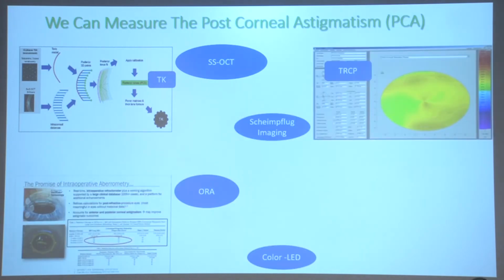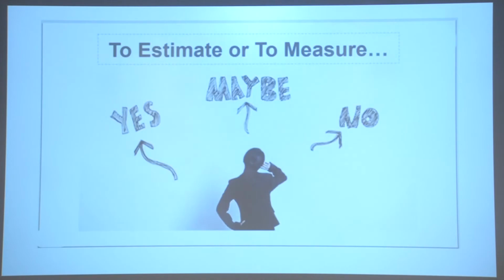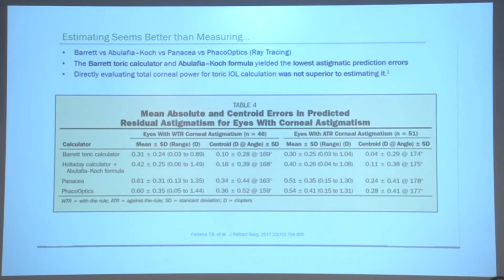Because of these many machines, we can measure the PCA. Now there has been confusion because we have so many nomograms: the Baylor nomogram, the Abulafia-Koch nomogram, the Goggin coefficient. We have so many calculators which are incorporating the total corneal power, or they are assuming and considering the nomograms. So whether we have to estimate the PCA power or measure the PCA power was a very important thing to consider. And this landmark study in 2017 came with widely used formulas like the Barrett, Abulafia-Koch, Panacea and Panoptics. All these toric calculators are widely used, and they compared them.